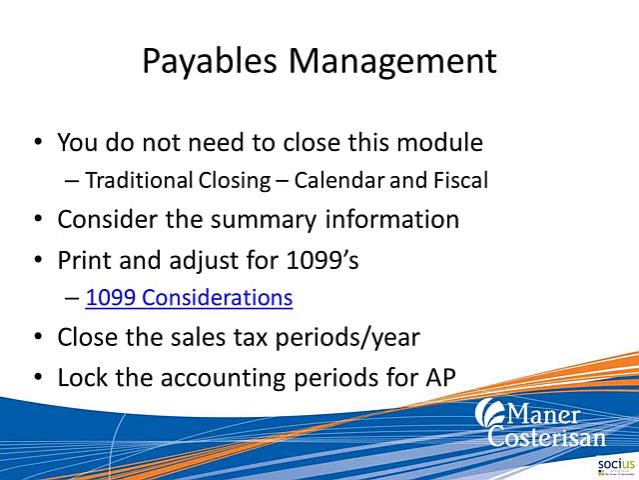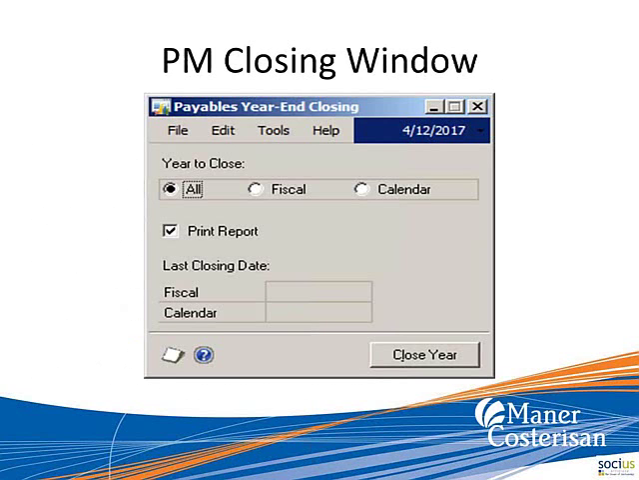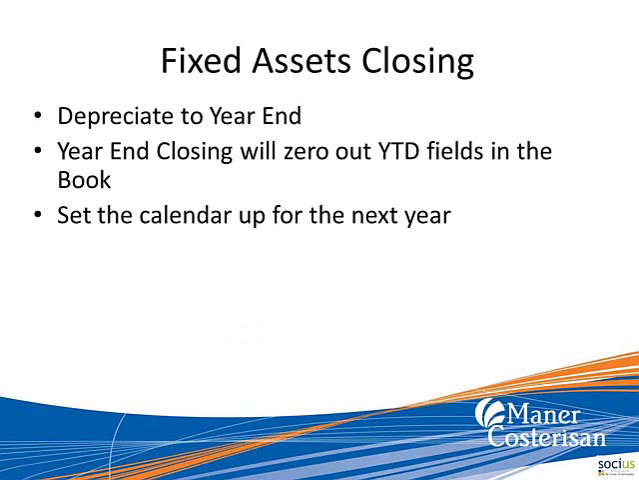I want to close out the sales tax periods. So this only applies if you're accumulating tax and payables. And then, of course, locking down the accounting periods for accounts payable like we did in accounts receivable. There's the payable management closing window. Again, not too terribly different than what you see in receivables. There might be just a few changes between this screen that you're looking at and 2015, but not too terribly different and nothing worth recognizing here.